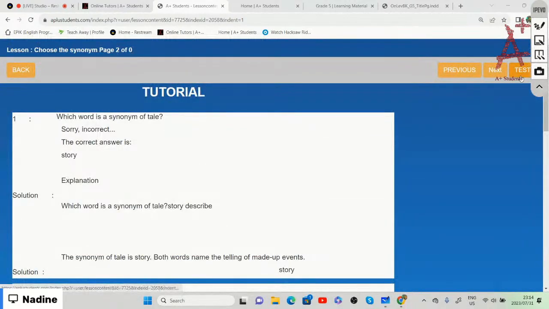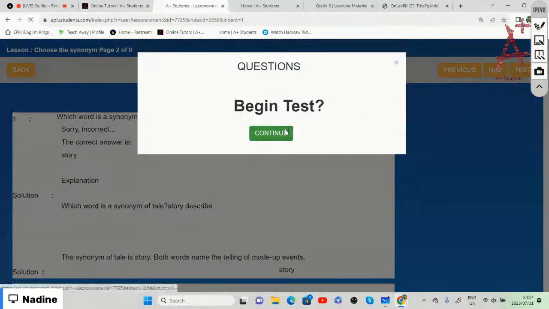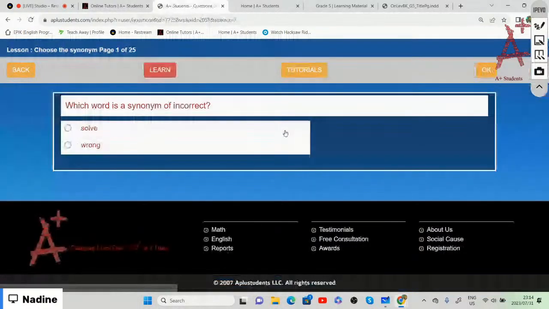So now we're going to do a test, where we are going to choose the synonyms, right? And they're saying which word is a synonym of incorrect, right? So another word for incorrect. So if something is incorrect, is it the same as solving it? Or is incorrect the same as wrong? So we need to find a word that is the same in meaning as incorrect.